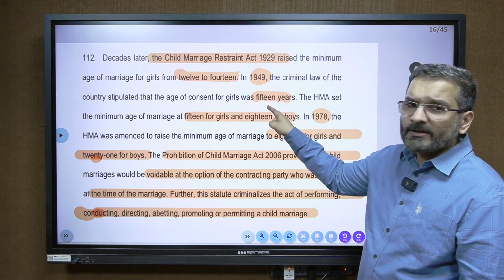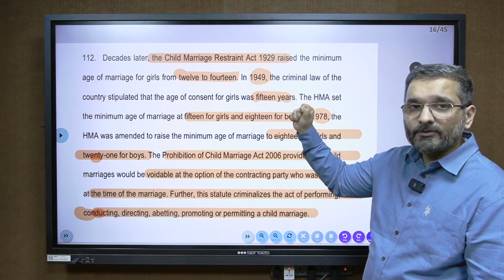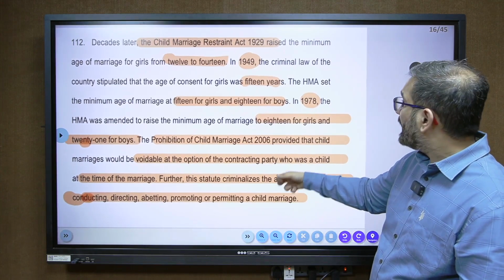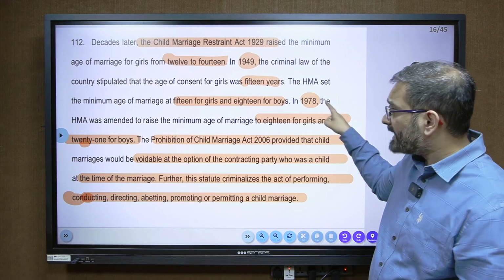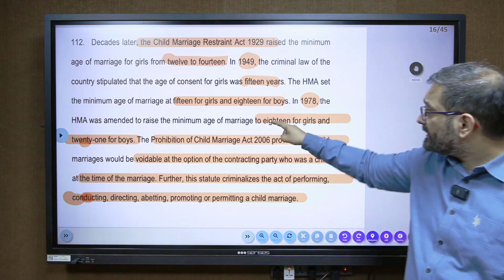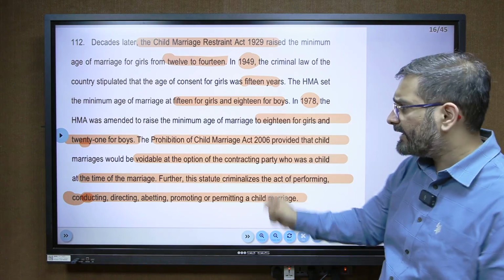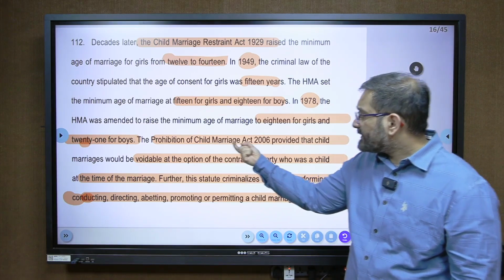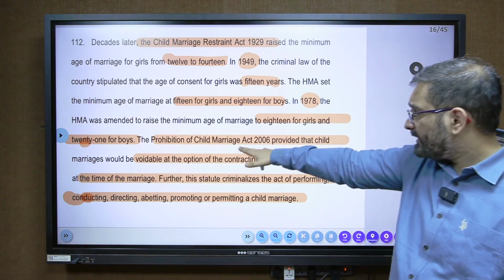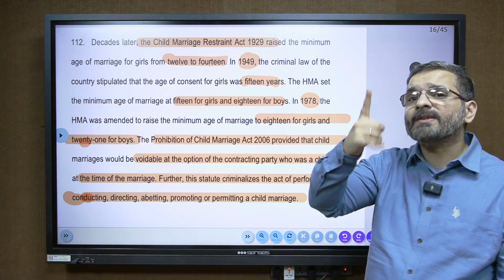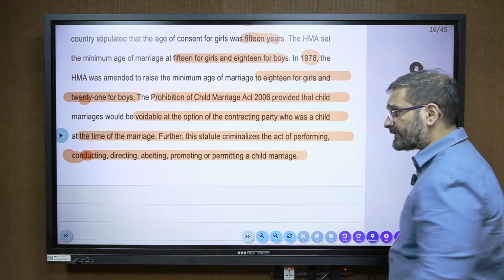Now in 1949 we are at 15 years finally. So we went from 10 to 12 to 14 to now finally 15. And the Hindu Marriage Act, minimum age of marriage at 15 for girls and 18 for boys. In 1978, the HMA was amended to raise the minimum age of marriage to 18 for girls and 21 for boys. All relevant details. The Prohibition of Child Marriage Act 2006 provided that child marriages would be voidable. So as per the Prohibition of Child Marriage Act 2006, child marriages are voidable. Great. And the statute criminalizes the act of performing, conducting, directing, abetting, etc.